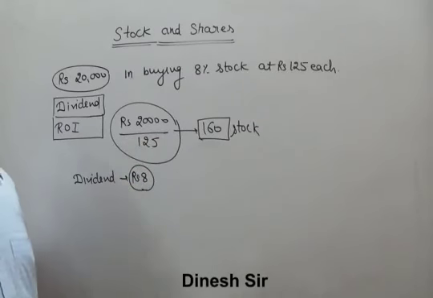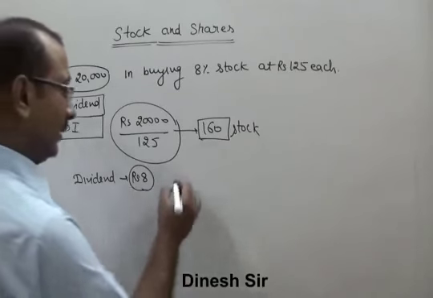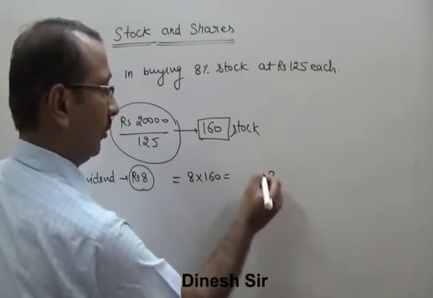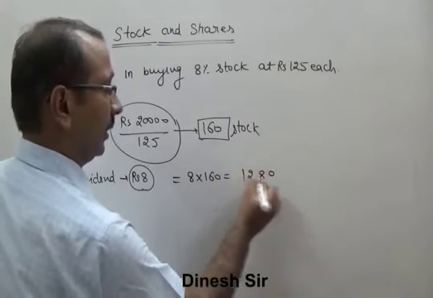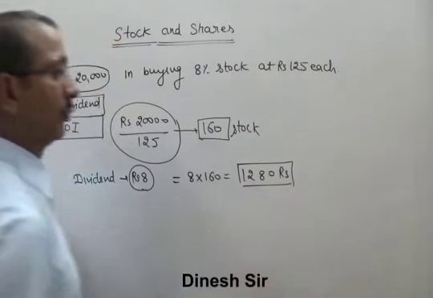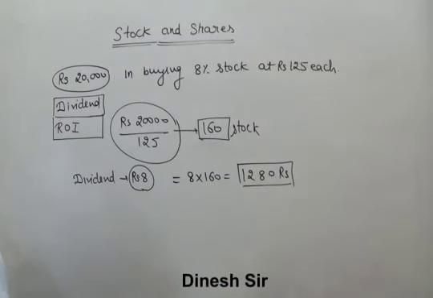And here the total stock held by the person is 160. It means total dividend received by the person is 160 into 8, which is 1280. Here I can say total dividend by the person is rupees 1280 that has to be given by the company to the person. That is the answer to my question number 1.